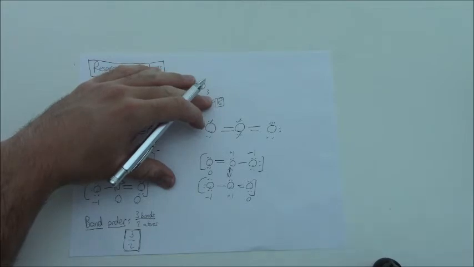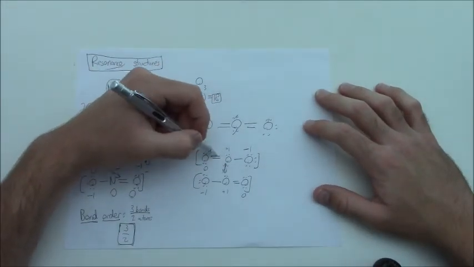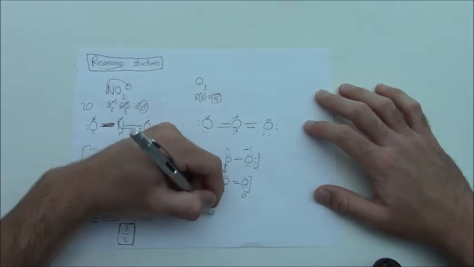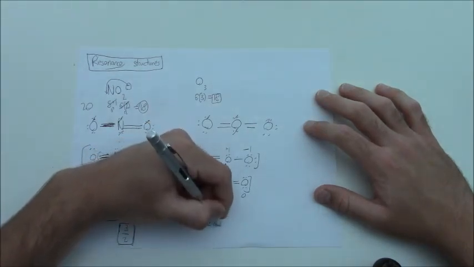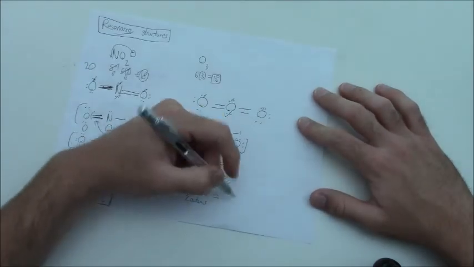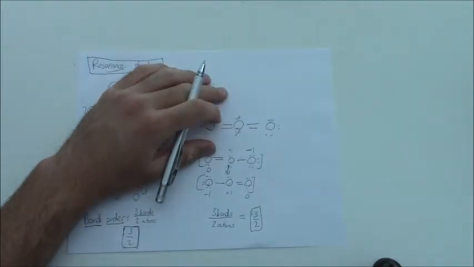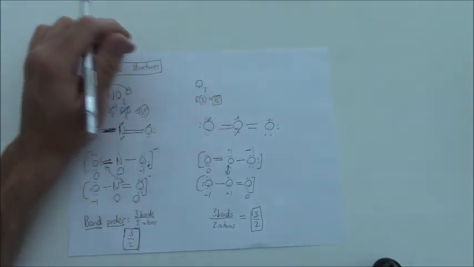So let's calculate the bond order. The bond order for ozone will give us 1, 2, 3 bonds, divided by 2 non-central atoms. It's the same bond order as the nitrite ion, with a bond order of 3/2. Not single, not double, but 3/2 bonds instead.